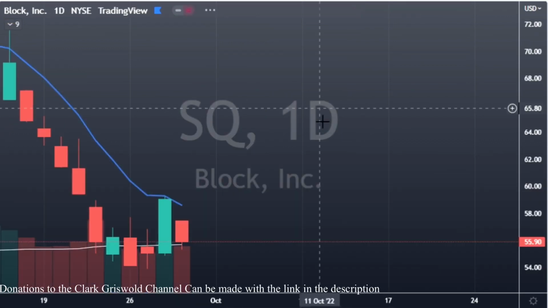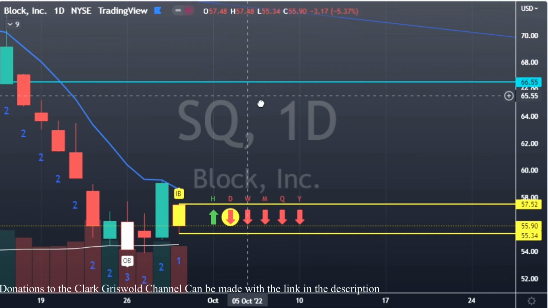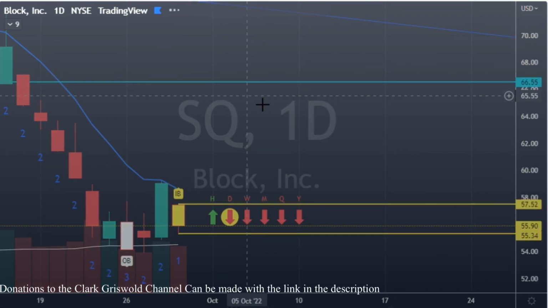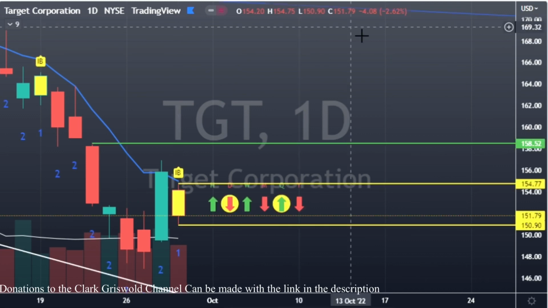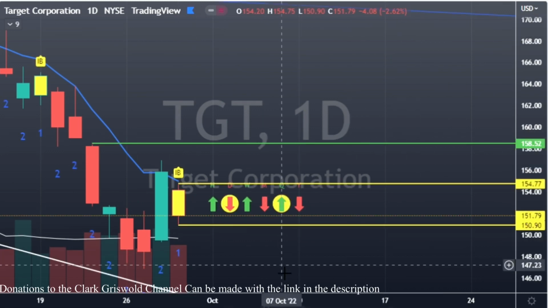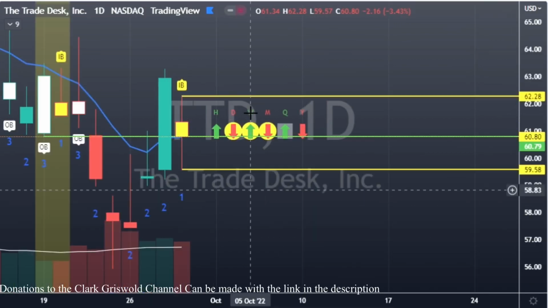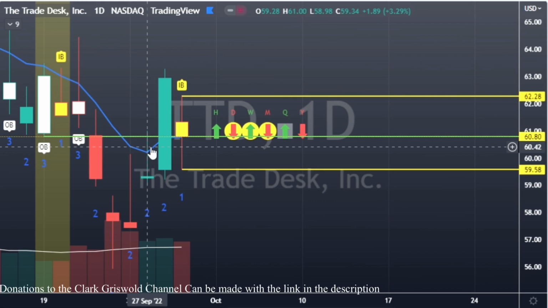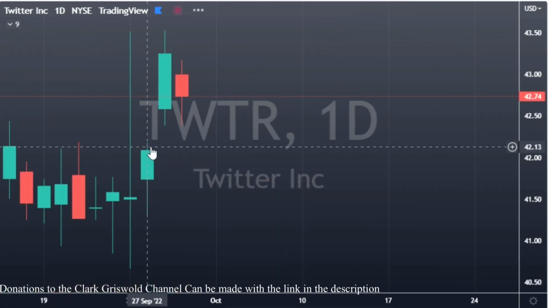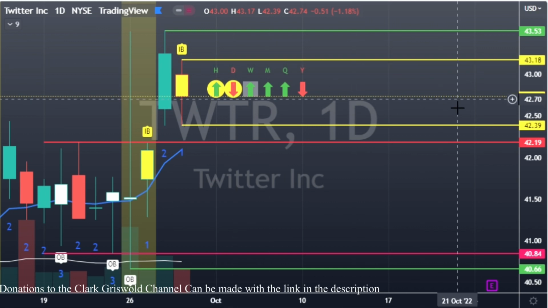SQ, Square, inside bar. Time frame continuity to the downside, puts 55.34, calls 57.52. TGT, that's Target, inside bar, calls 154.77, puts at 150.90. TTD, the Trade Desk, inside bar, calls 62.28, puts 59.58. Twitter, calls 43.18, puts 42.39.